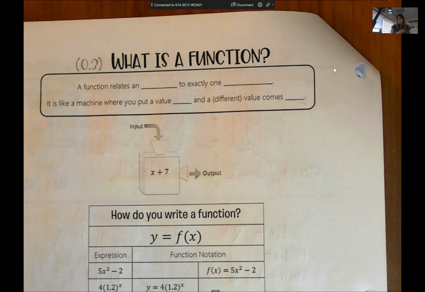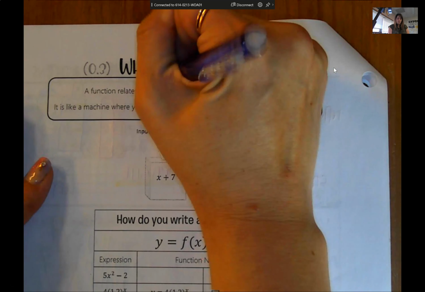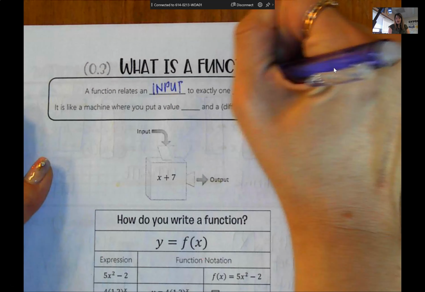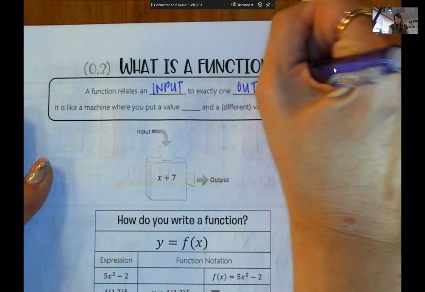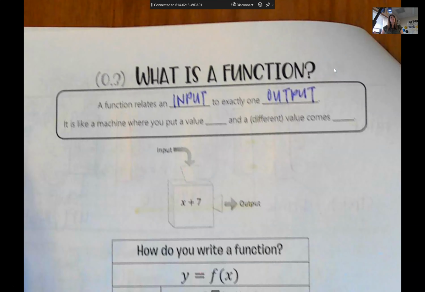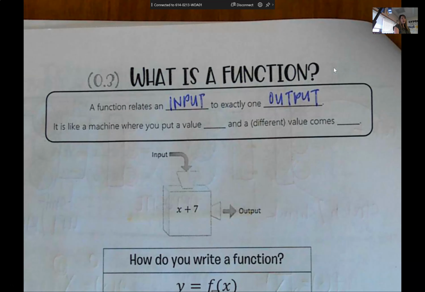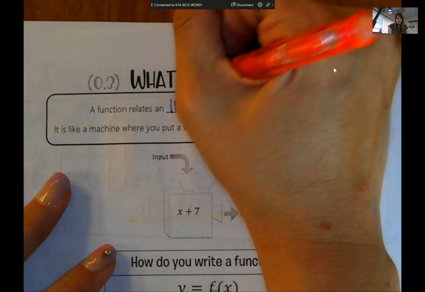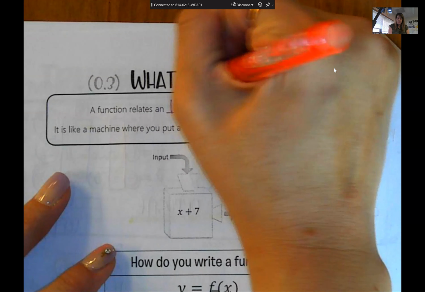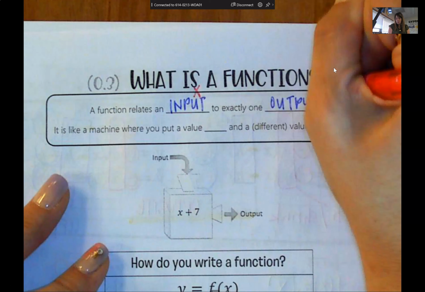So a function relates an input to exactly one output. So we put a number in, we get a number out. And not only that, but it can be one and only one number. So if I put in a 5 and it gives me a 10, then that's the only thing that can go with the 5. Every time I put in a 5, it has to give me a 10. It can't give me any other number. We know this as the input being the x and the output being the y.